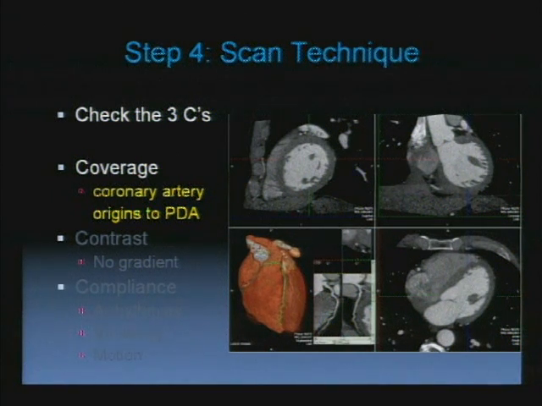So in terms of your scan technique, before I go on to drilling down into the vessels themselves, I'll check three things, the three C's. It's coverage, contrast, and compliance. So I want to make sure we have adequate coverage of the heart. If I just orientate you on this panel here, we have the volume rendered view here. We have a sagittal, coronal, and axial view here. We have curved planar views and a luminal view, a perpendicular view through the lumen here.